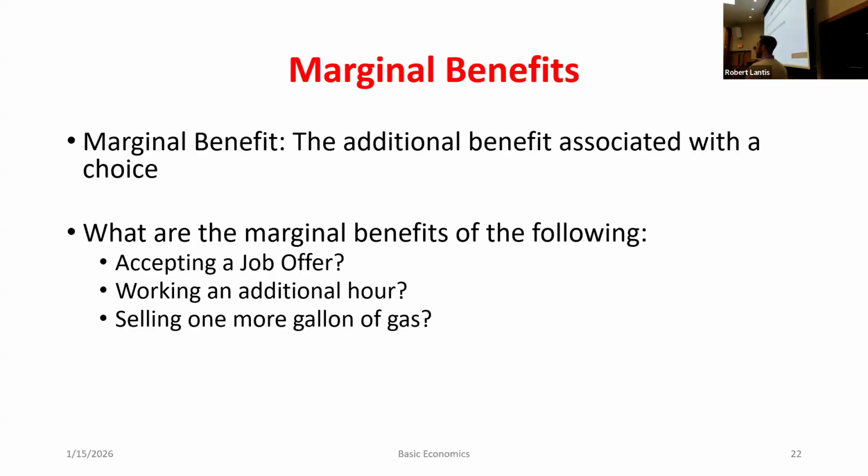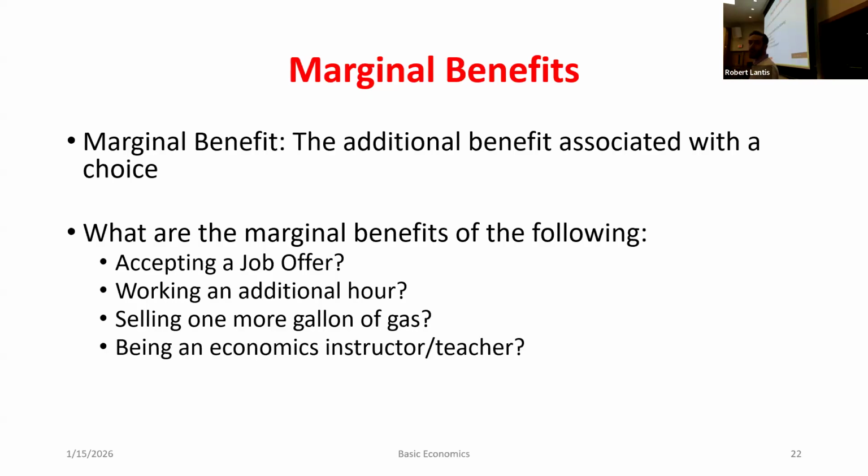For companies, they're just profit maximizing. If they sell one more unit of their good, one more gallon of gas, what's their marginal benefit? However much money they're making by selling that gallon of gas. So about $3 a gallon right now or whatever it is. I already mentioned this one.